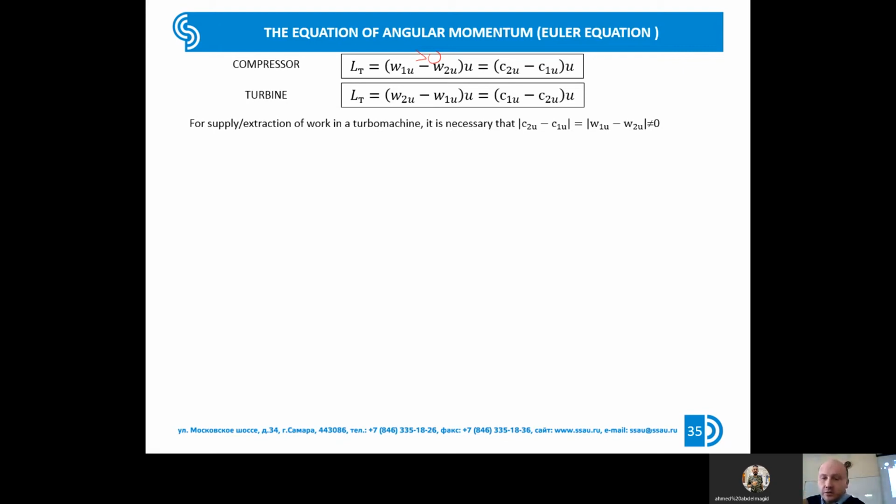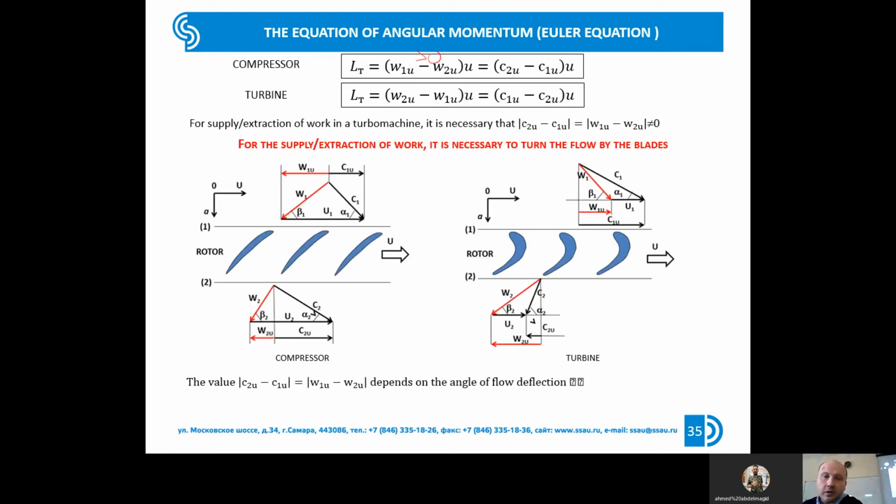It means that you need to turn the flow. So not to be 0? Yes. So, W1 not equal to W2? Yes. And U not equal to 0? Yes. If we are looking at the velocities, these are the relative velocities at the inlet of the rotor wheel and at the outlet of the rotor wheel.